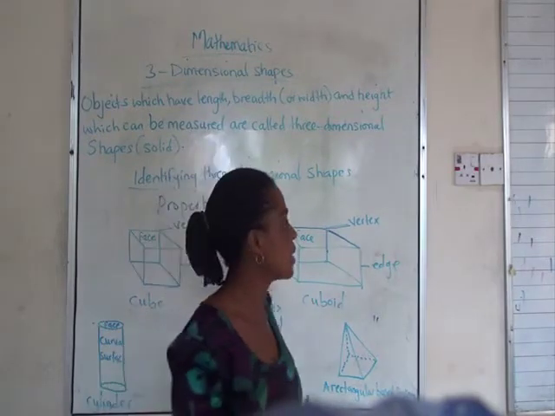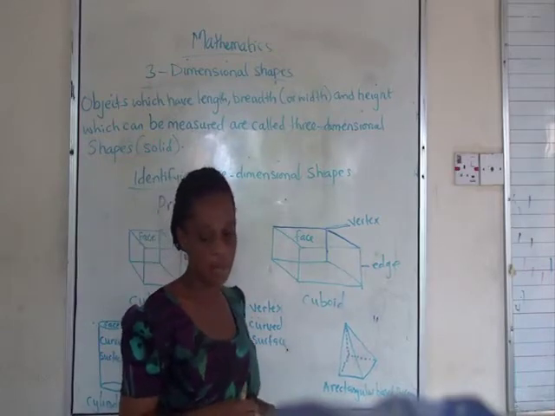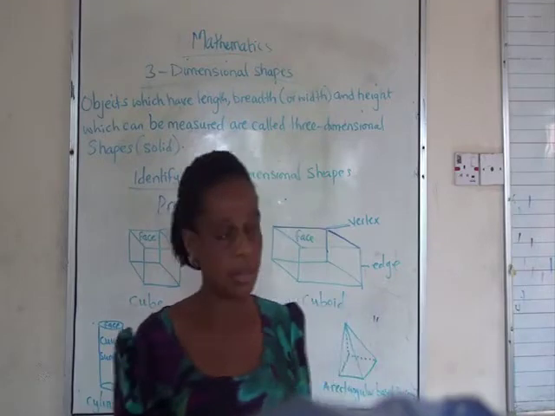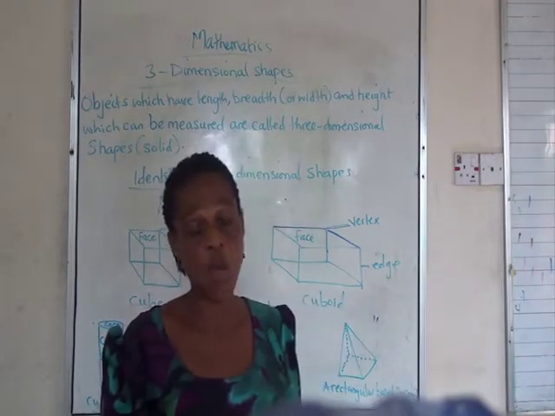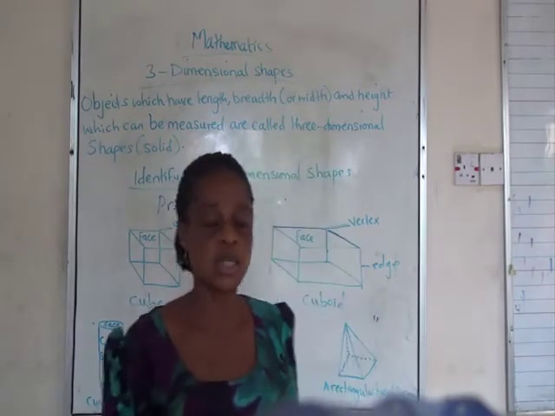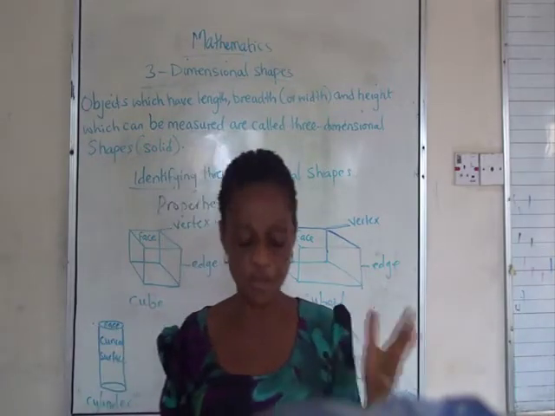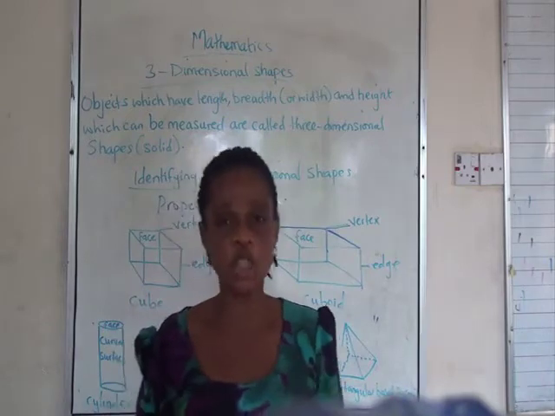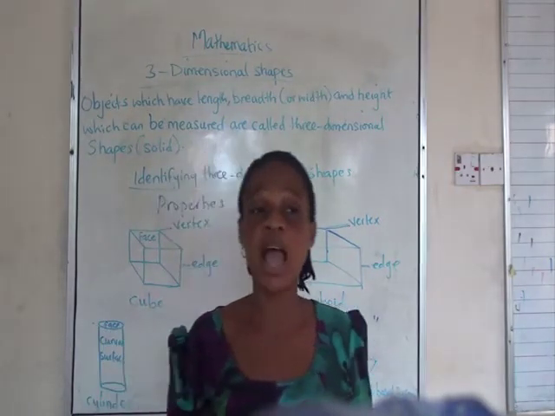Let's look at another example of a three-dimensional shape, which is the pyramid. We have two types of pyramid, namely the rectangular base pyramid and the square base pyramid. What are the properties of the pyramid? One, a pyramid has faces that depend on their shapes.